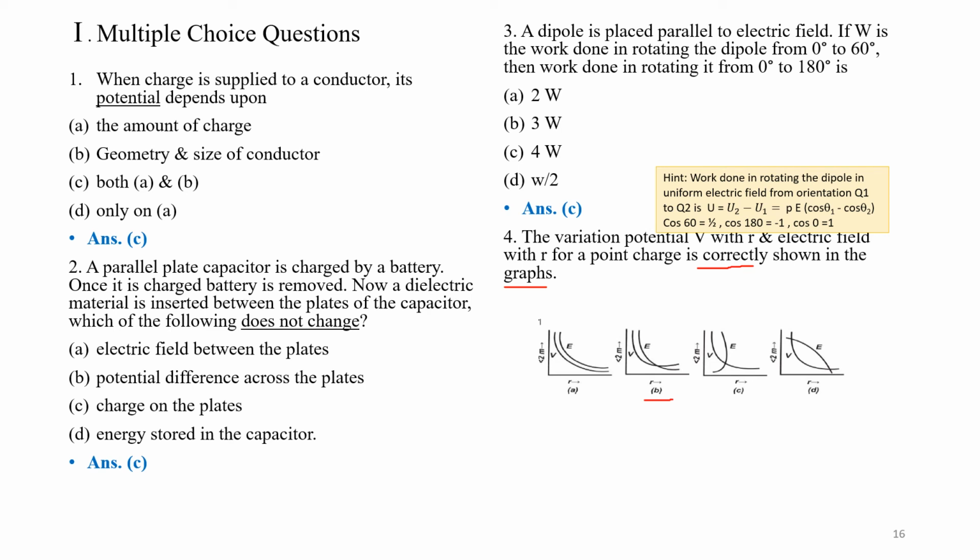So E is proportional to 1 by R square. V is proportional to 1 by R. So these are the curves. And B.